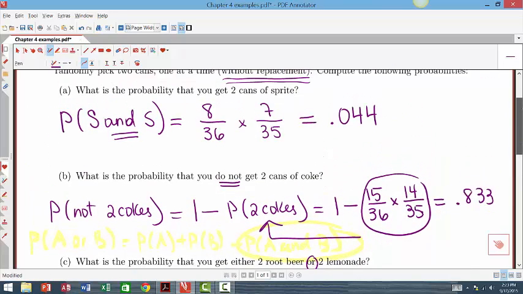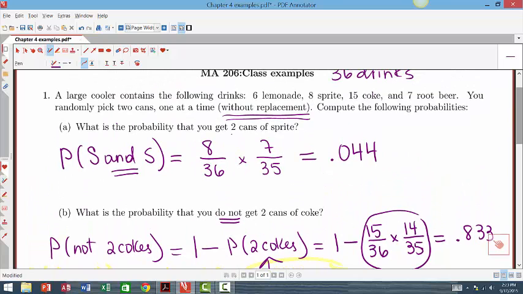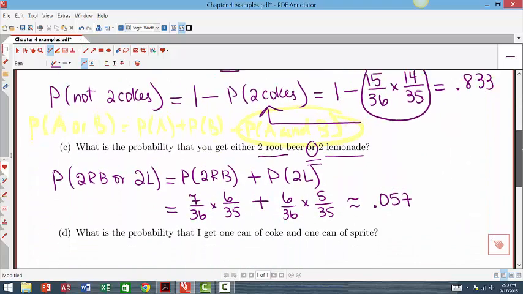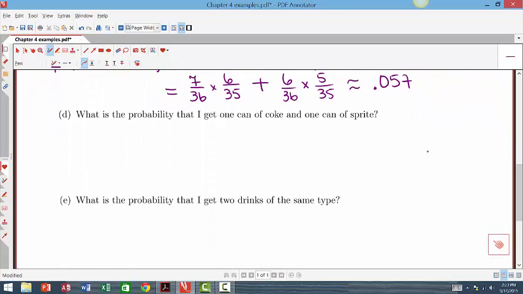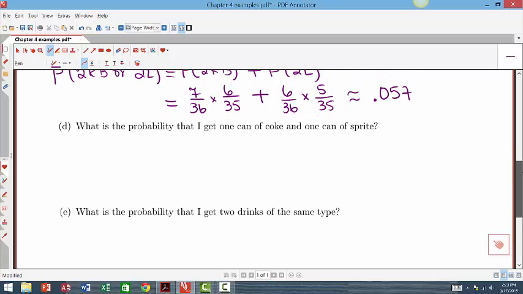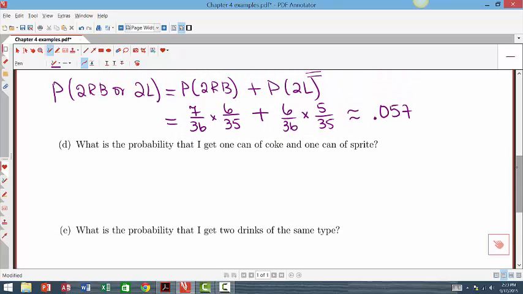And when you have "and," okay, so 2 cans, Sprite and Sprite, that's your multiplication rule. That's the connection that you should establish so far. Okay, what is the probability that I get 1 can of Coke and 1 can of Sprite? Now this one is a little tricky, because what you need to realize here is that they're not telling you the order in which they want you to get Coke and Sprite. They just say, okay, 1 can of Coke and 1 can of Sprite.